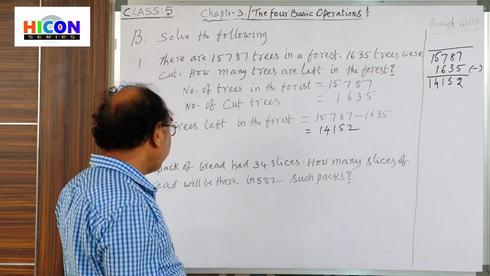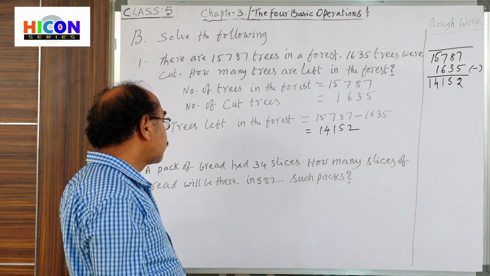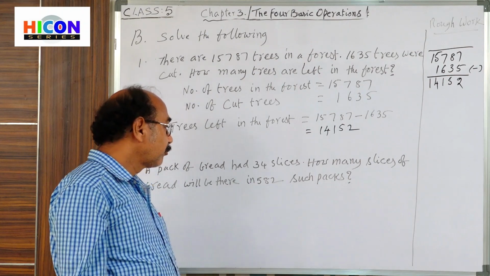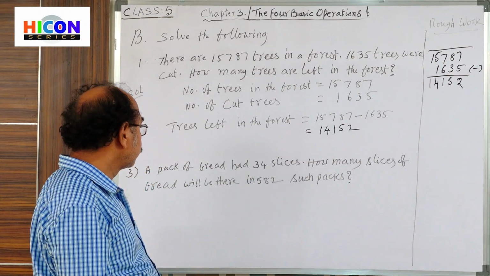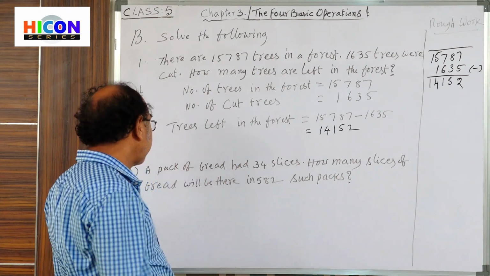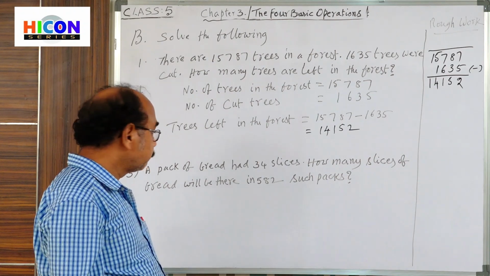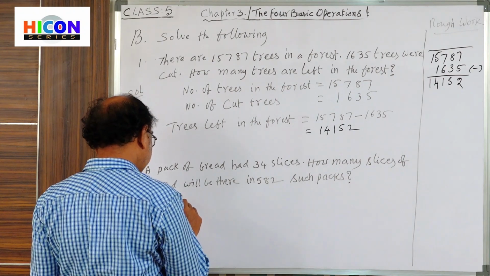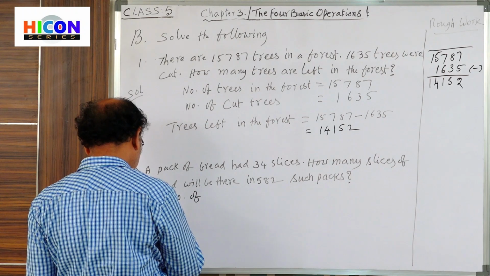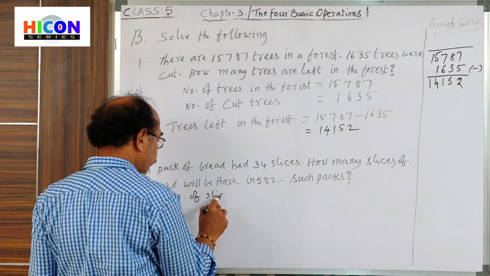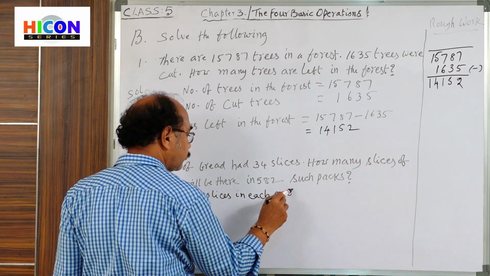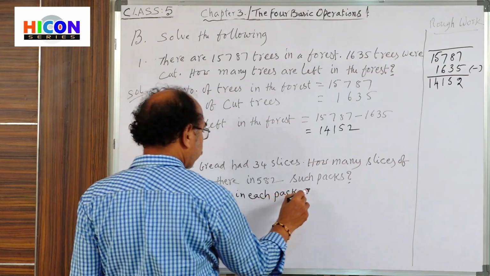Now come to this. A pack of bread had 34 slices. Okay. How many slices of bread will be there in 582 such packs? So, how many slices are there in each packet? 34 slices are there. So, number of slices in each packet. Here we are writing the solution. Number of slices in each pack. How many? 34.